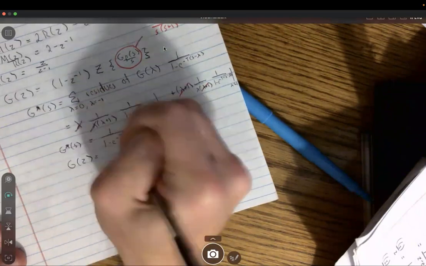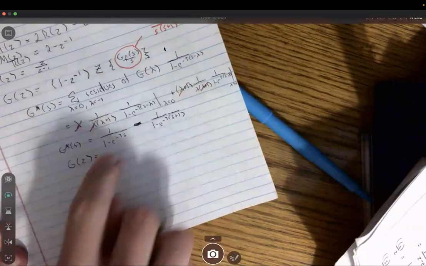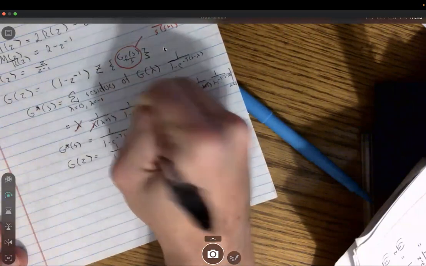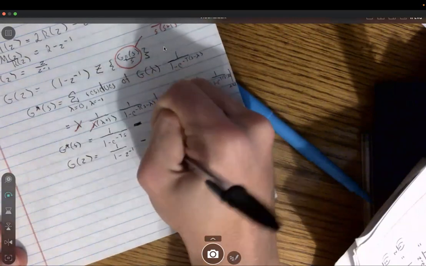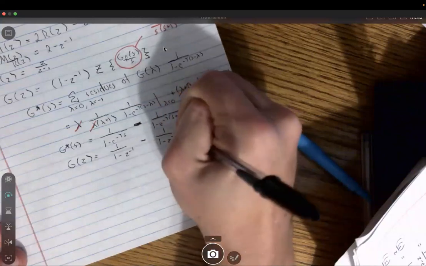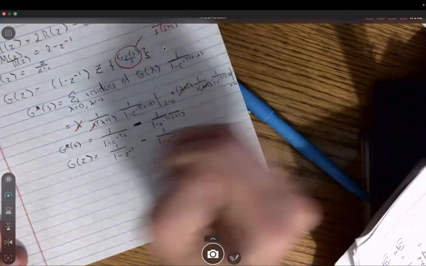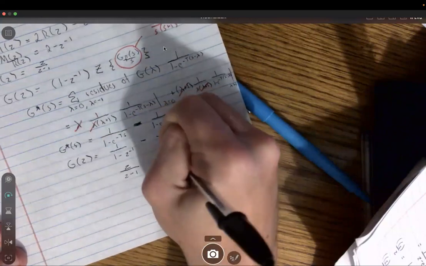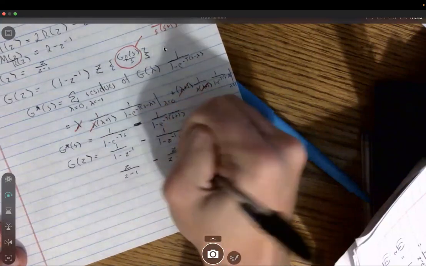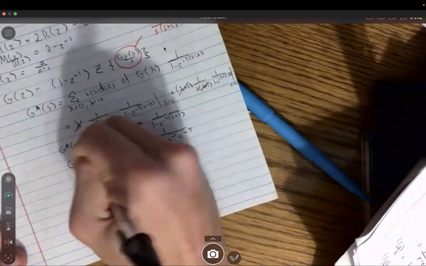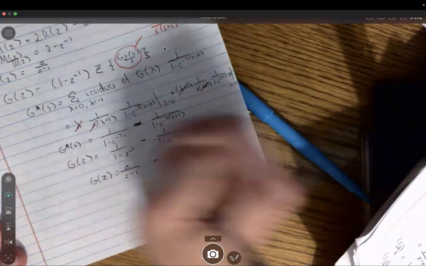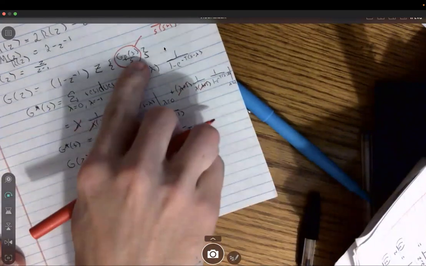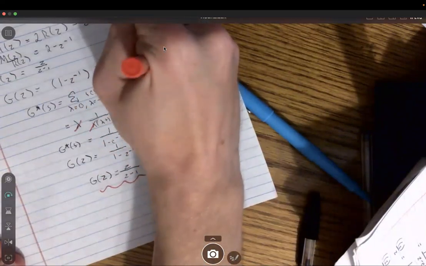So G(z) is equal to, for this part right here, we're finding the G(z). It's 1 over 1 minus z to the negative 1, minus 1 over 1 minus z to the negative 1 e to the negative T. Now multiplying by z in the numerator and denominator, we get the following for G(z). So that's great. Now we found this part right here. We got the z transform of this.